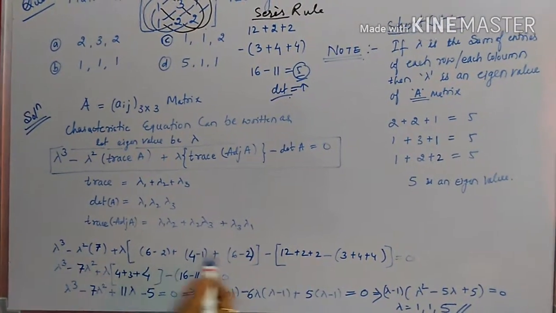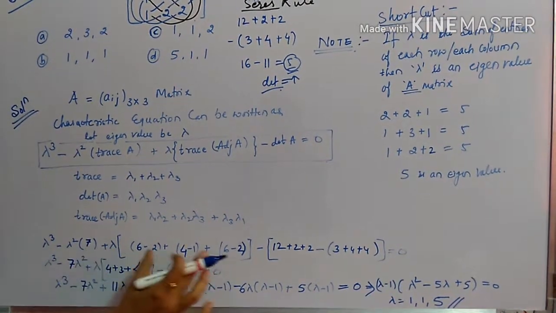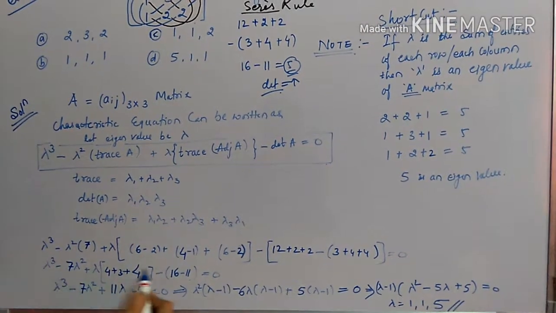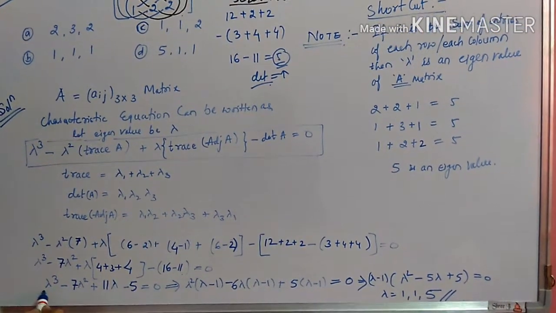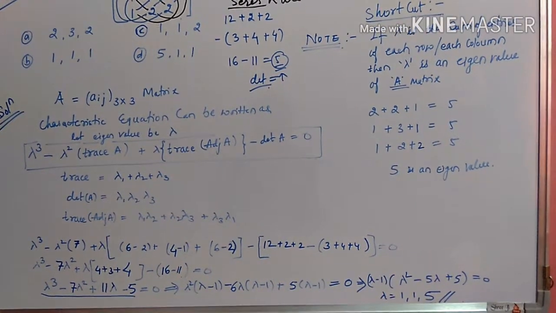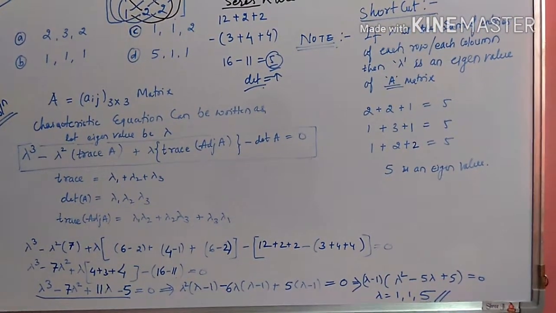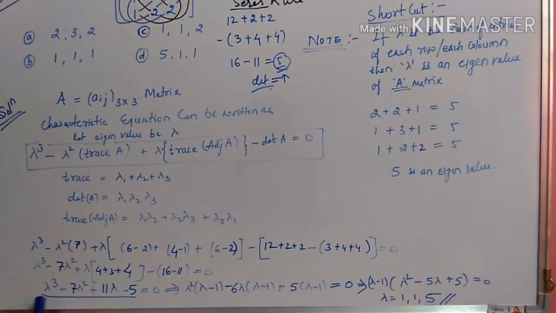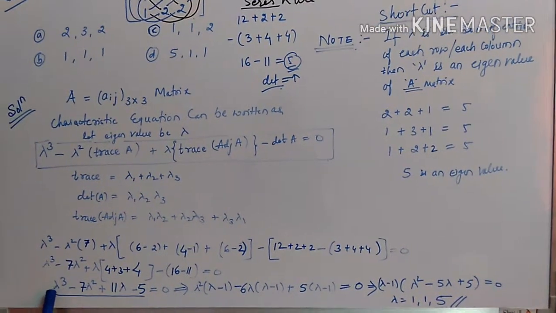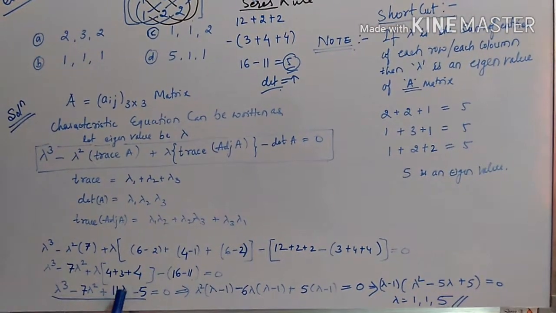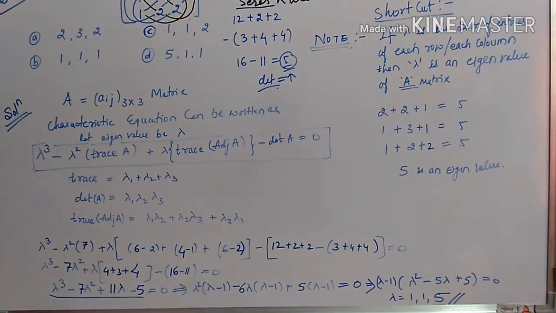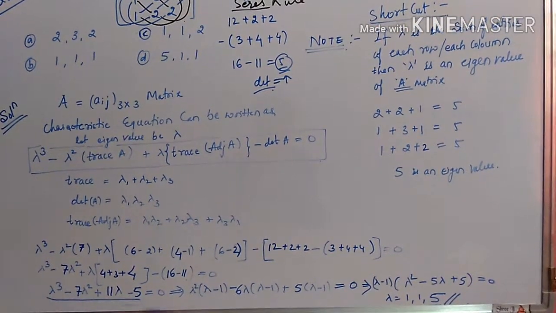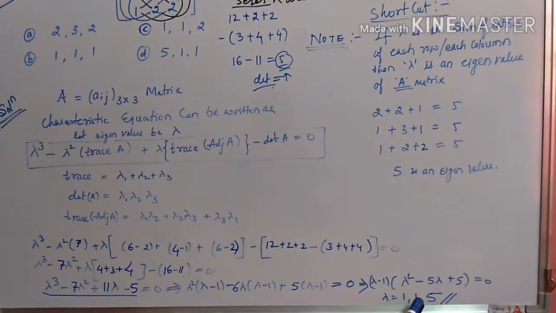Now this is the characteristic equation. You have to put the trace here, trace of adjoint here, and the last one is the determinant. On substituting we get this cubic equation. Now you have to solve this equation using the method studied previously. Lambda equals 1 satisfies this equation. Putting lambda equals 1 you get 1 here, 7 here, 11 and 5. On simplifying it gives 0. So lambda minus 1 is a factor, so lambda equals 1 is one of the eigenvalues. On simplifying you get lambda equals 1, 1 and 5.